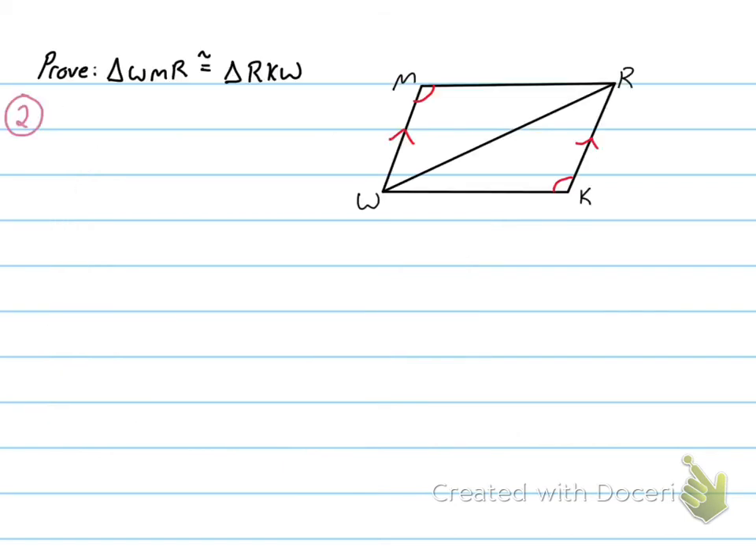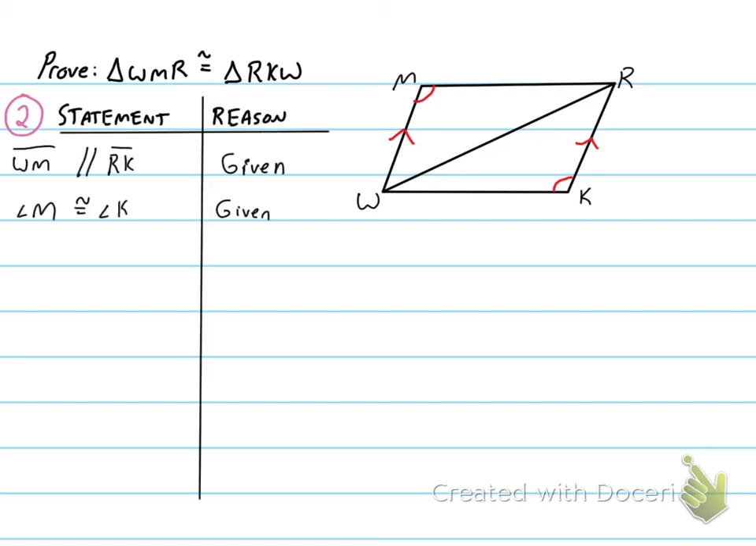So let's look at one more proof and then we'll be done. I want to prove that triangle WMR is congruent to triangle RKW. It looks like my givens here are that WM is parallel to RK. Remember, that's what those little arrows represent. And finally, I'm given that angle M is congruent to angle K.